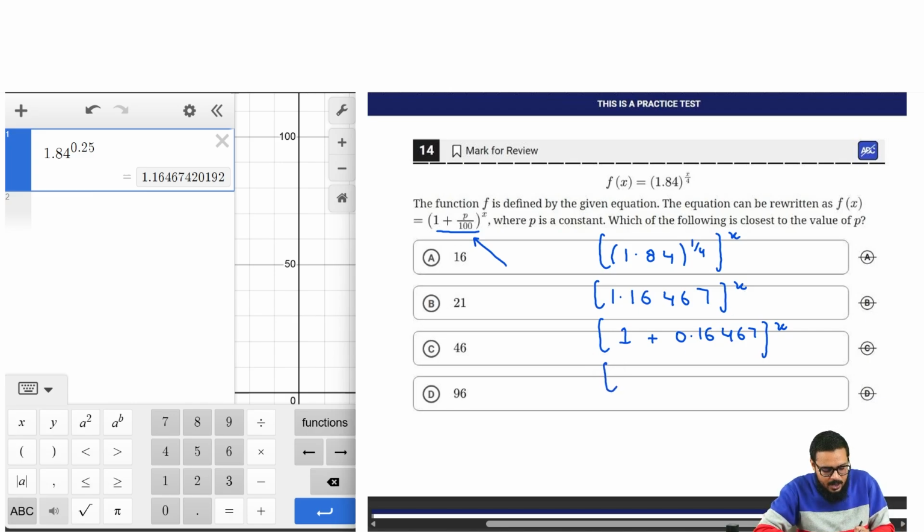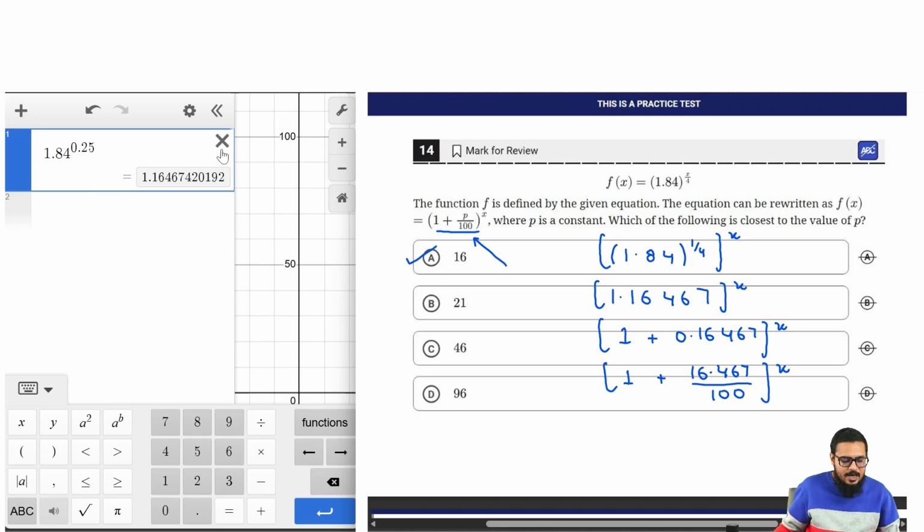So this would become 1 plus 16.467 over 100 whole power x, and this gives you the closest value for the unknown constant p as 16. So that should be my answer.